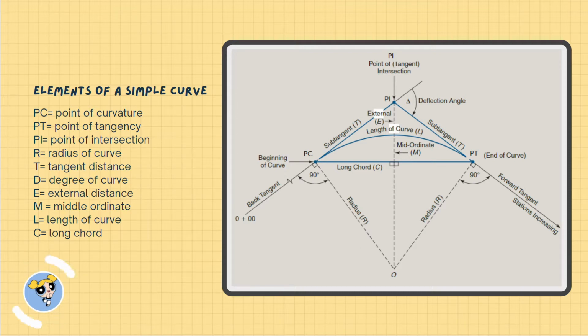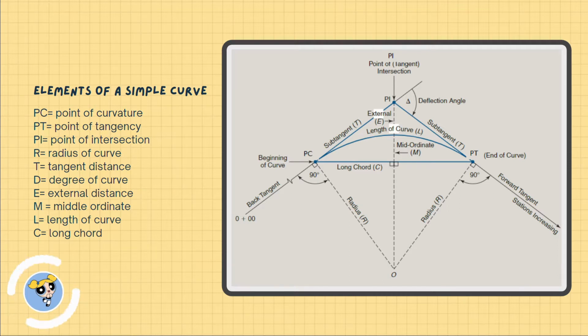We have the external distance as well. It is the distance from the point of intersection to the midpoint of the curve. The external distance bisects the interior angle at the point of intersection. On the other hand, the middle ordinate is the distance from the midpoint of the curve to the midpoint of the long chord. The extension of the middle ordinate bisects the central angle.